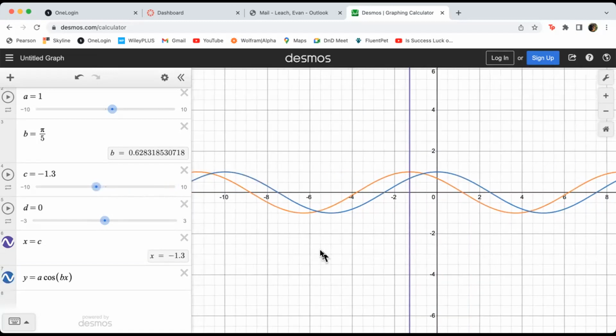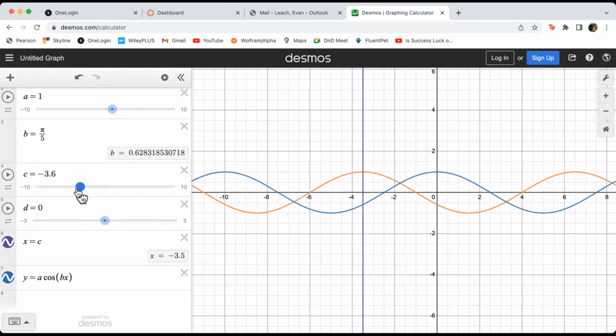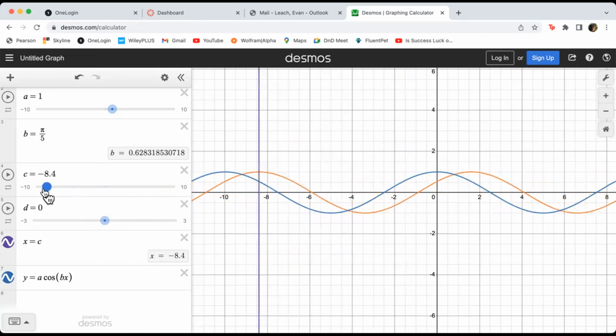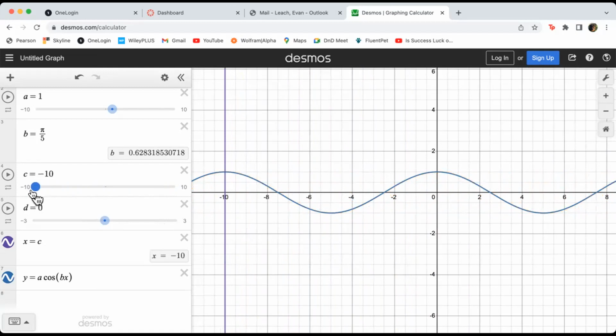When C gets down to negative 10, I've shifted the graph one full period, and they line up again. So we're only really going to care about horizontal shifts that are less than one full cycle.